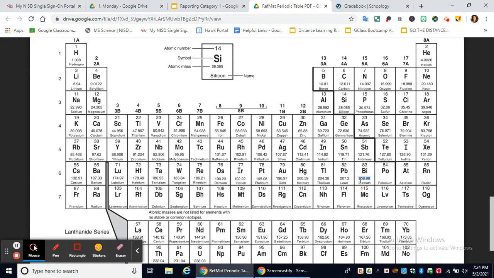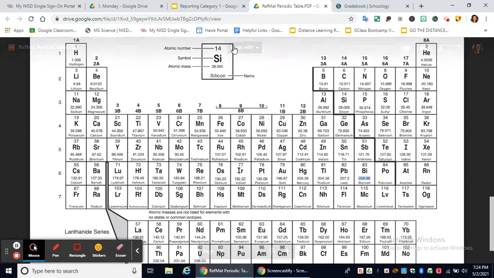So 208.9 is going to round to 209, because if the number after the decimal is greater than 5, you have to round it to the nearest whole number. So it's 0.9, so that's going to round to 209. So we're going to take 209 and subtract our atomic number, the number above the symbol, 83.